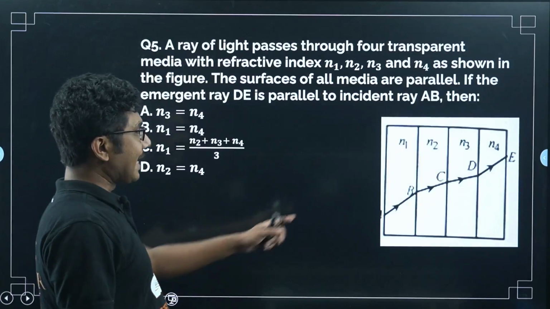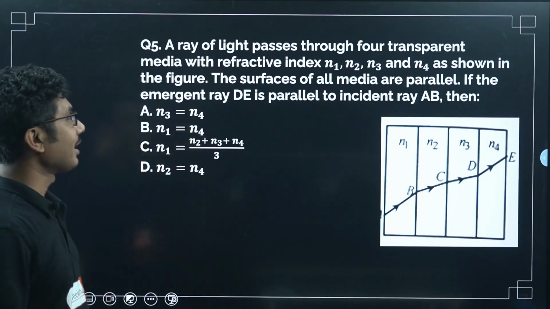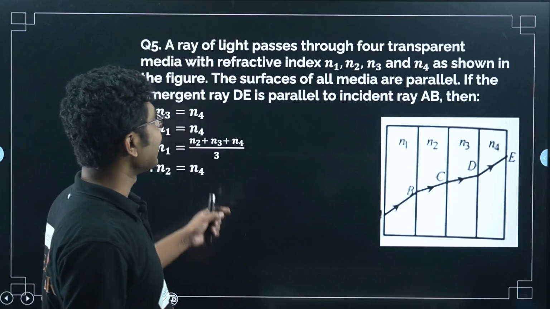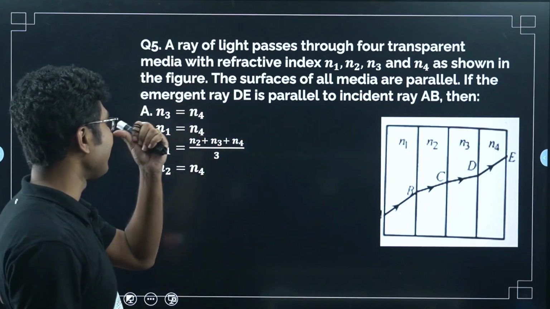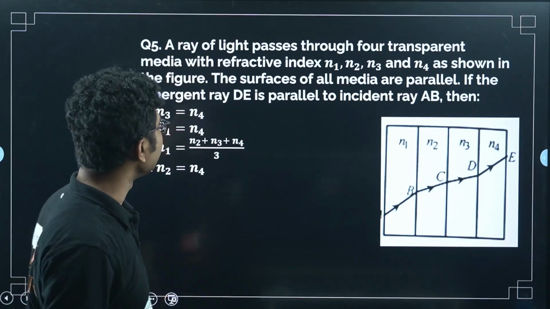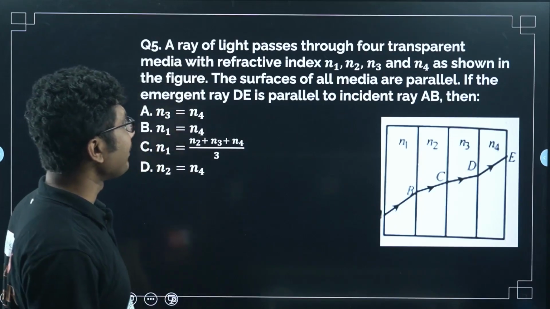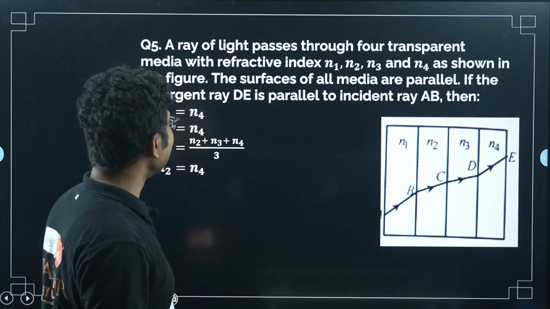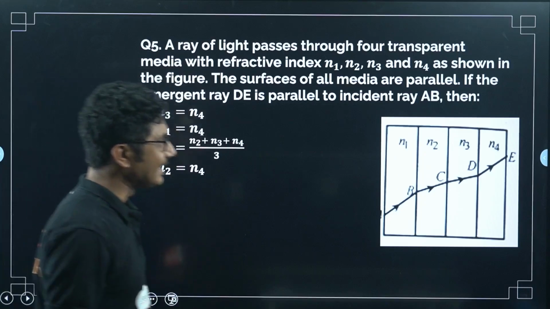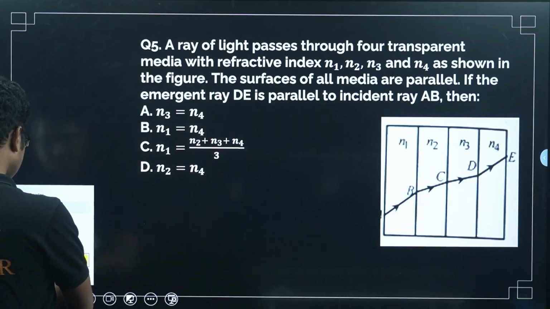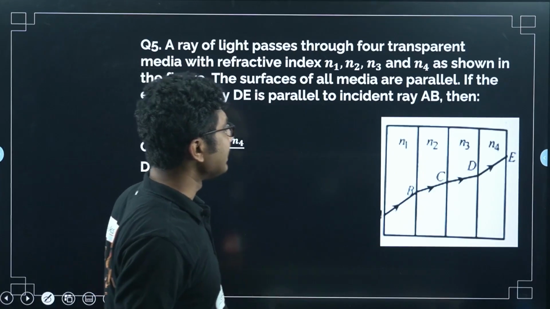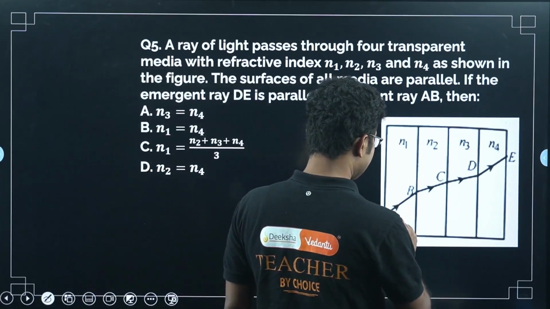Now I have solved this question while doing our regular lecture. So here they have said that a ray of light passes through 4 transparent media with refractive index N1, N2, N3 and N4 as shown in the figure. The surfaces of all the media are parallel. If the emergent ray DE is parallel to the incident ray AB. Okay, so here it is AB.